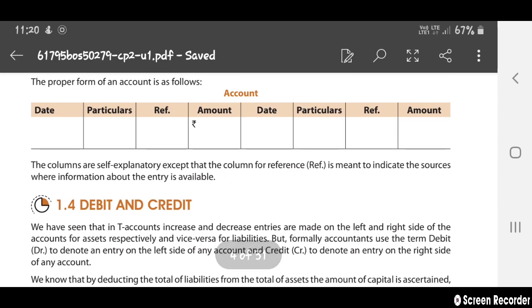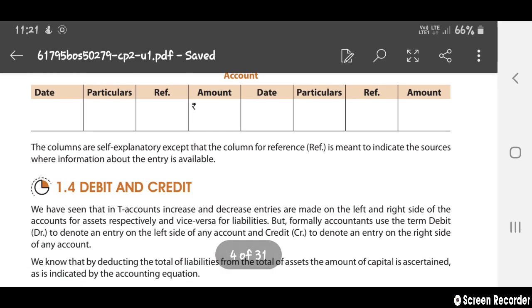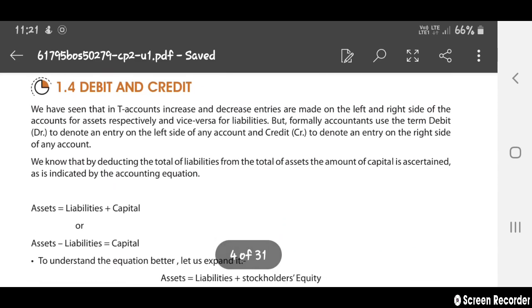So the proper form of account is like this. First you have to write date, particulars, reference, and how much amount. So the columns are self-explanatory, except that the column for reference is meant to indicate the source where the information is entered, whereas in the particulars, a little bit of information you will write.